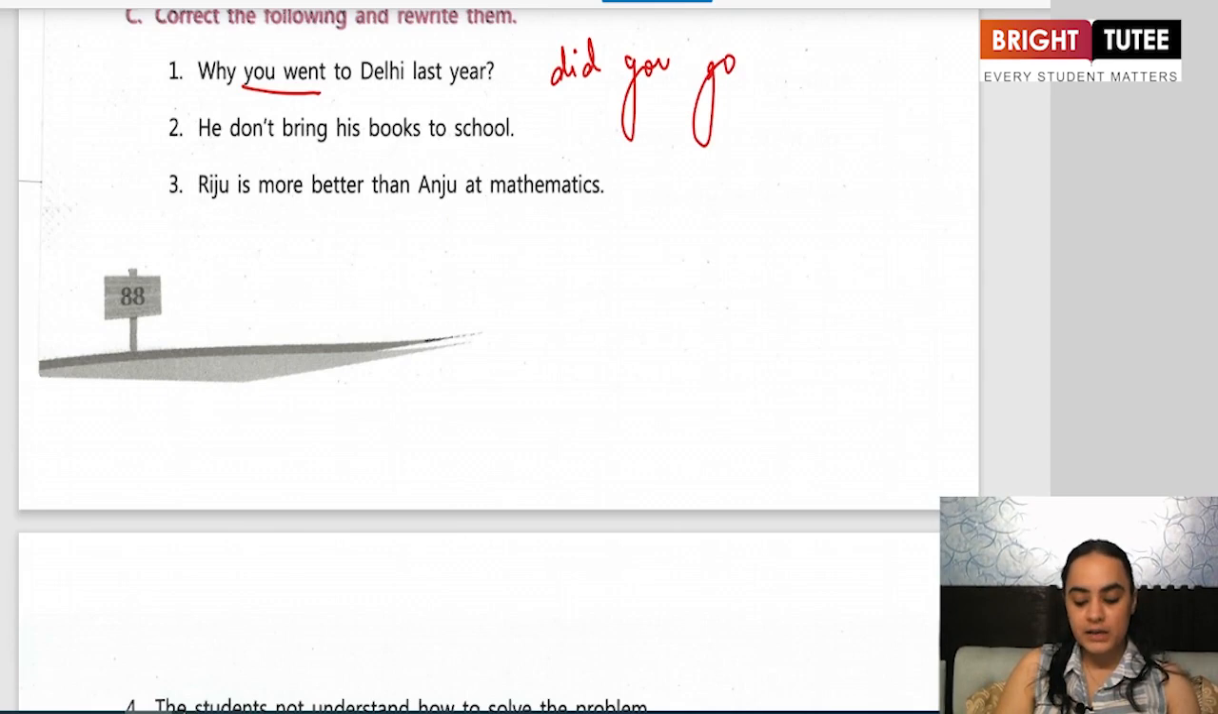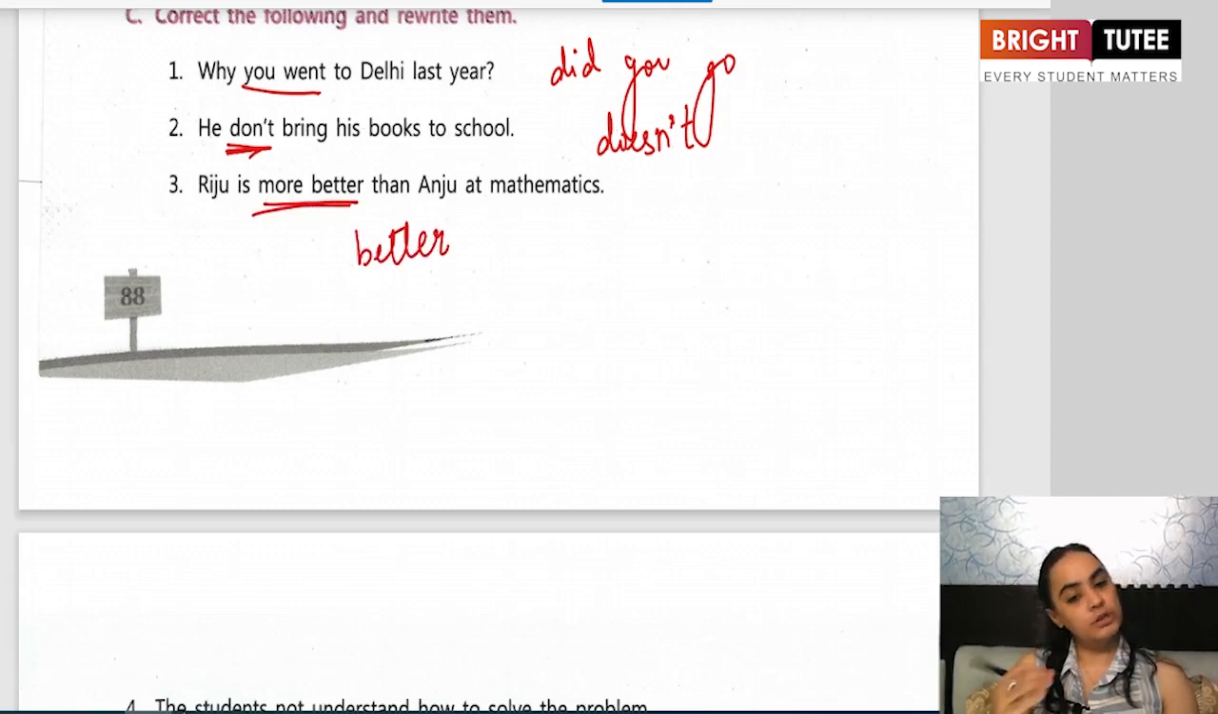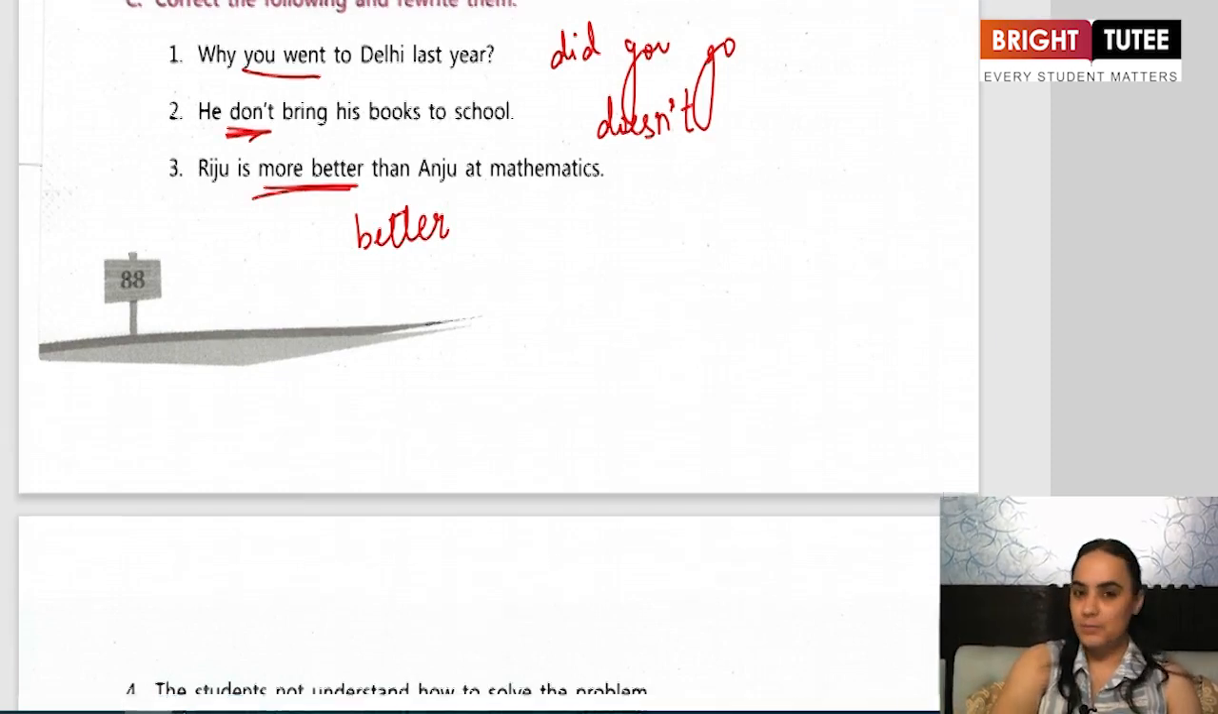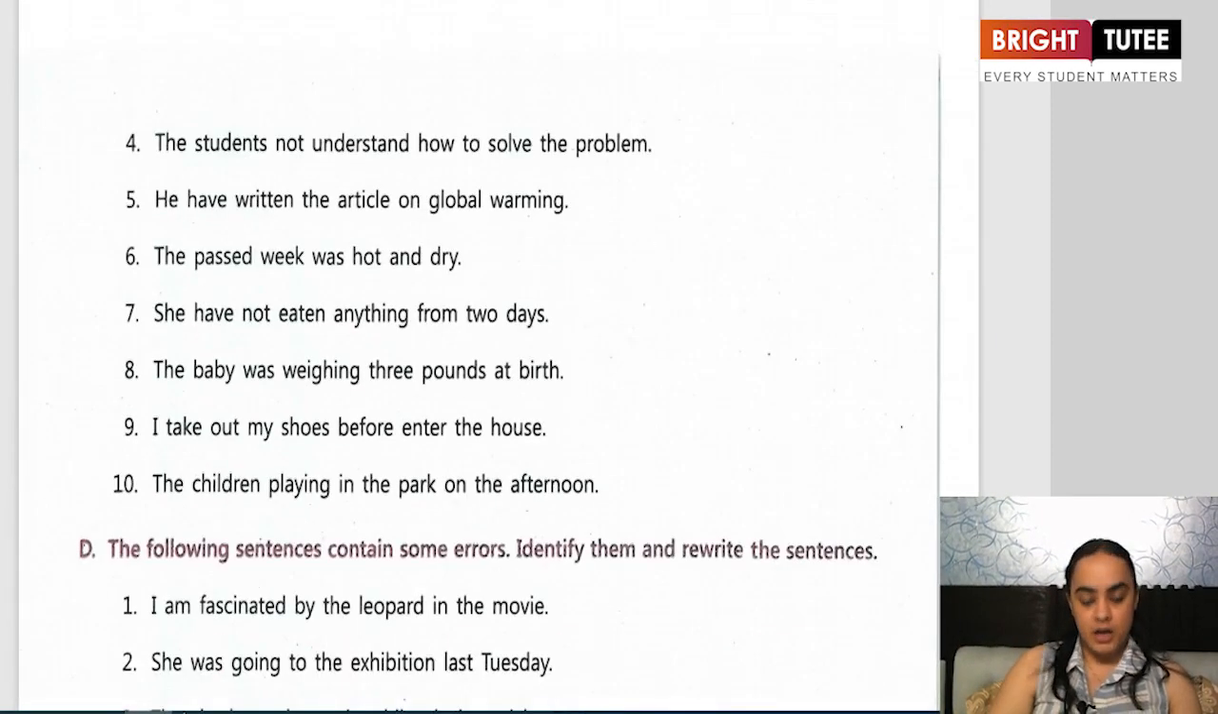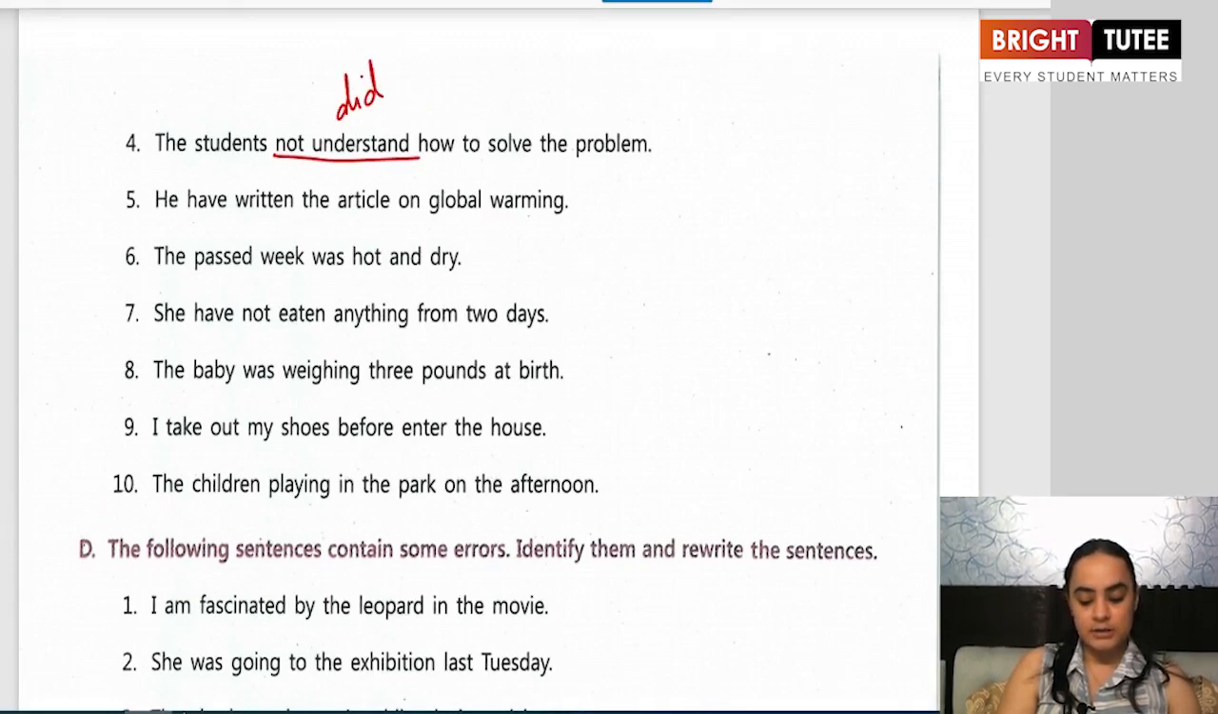He don't bring his books to the school. We've learned this. With he we use doesn't because he is singular. So he doesn't bring his books to school. Riju is more better than Anju at mathematics. More better? No. Better is already in comparative form. So Riju is better than Anju at mathematics. The students not understand how to solve the problem. So the students did not understand how to solve the problem.